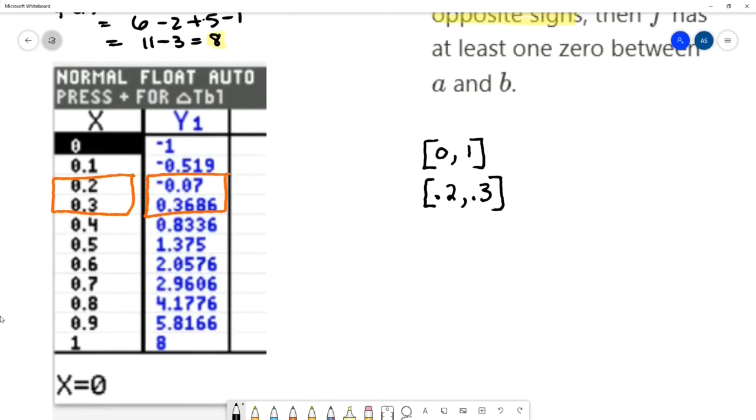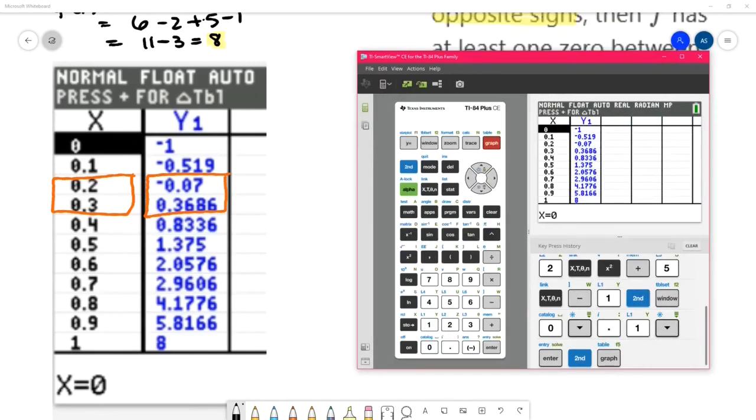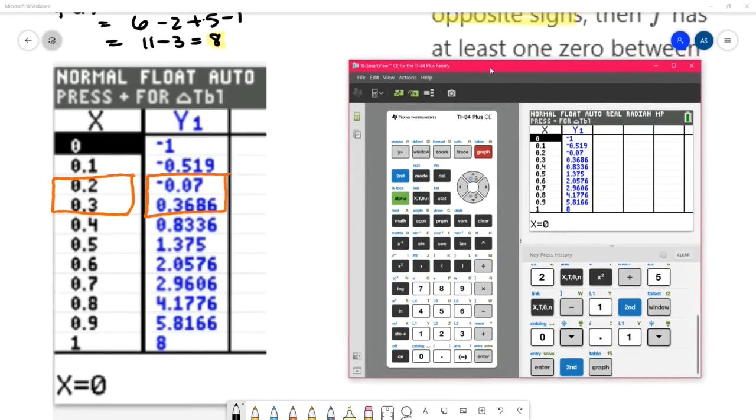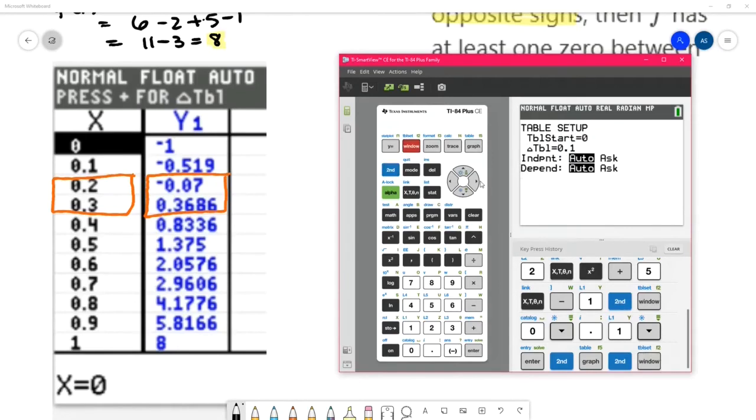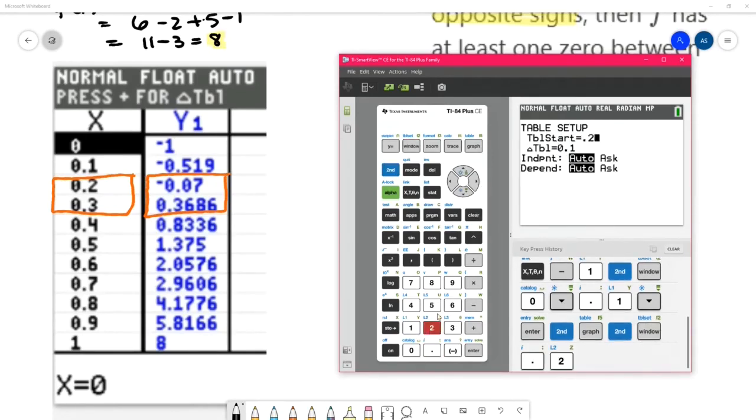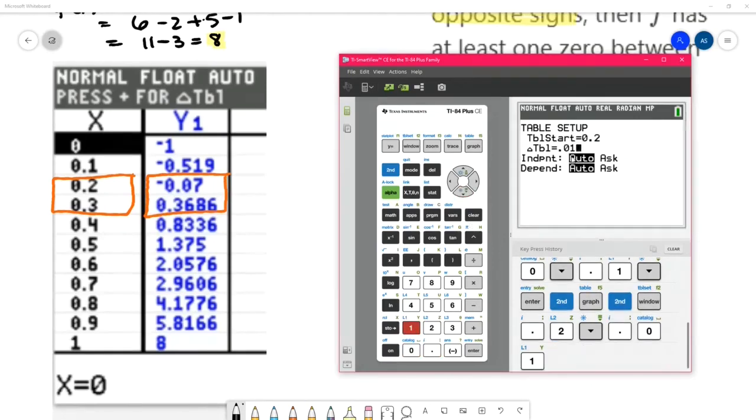Let me bring my calculator back, and we're now going to see if we can get the second decimal place. So what I'm going to do is, now I'm starting at 0.2. I'm going to go back to my table set, and I want to start at 0.2, and I want to get even more detail, so I'm going to go to 2 decimal places. Let's take a look at the table.